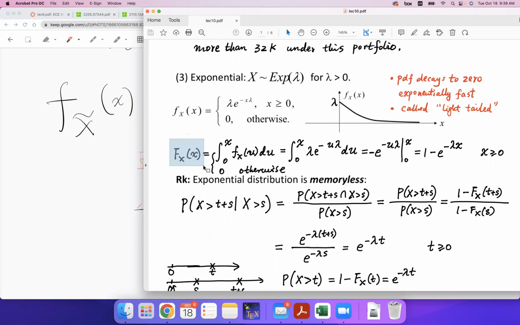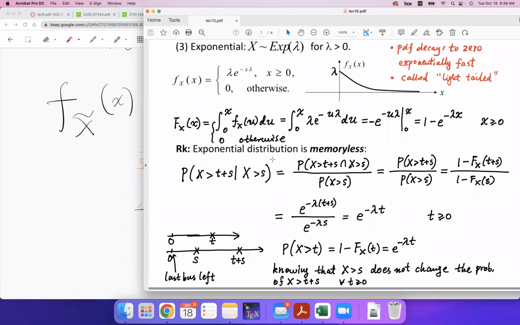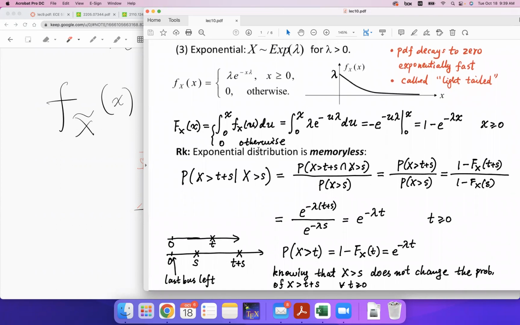Now the CDF function can be derived analytically by integrating this PDF up to x. Now if you do a calculus, you can derive the CDF function. It is 1 minus e to the power of negative lambda x, for x bigger than or equal to 0. Okay, so this is the CDF function. And we have done this in one of the homework problems where we model the bus waiting time as the random variable that follows exponential distribution.